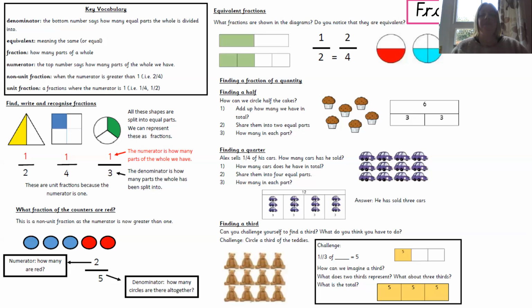Finding a quarter. Alex sells 1 quarter of his cars. How many cars has he sold? The first thing we need to do is think about how many cars he has in total. Then we need to share them into equal groups. How many are in each part? Can you work out how many cars Alex sold? Alex sold 3 cars because if we share 12 into 4 groups, we have 3 in each group.